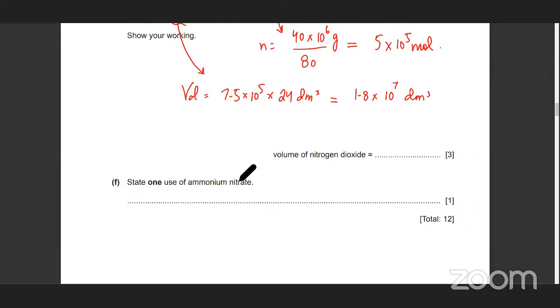As I state one use of ammonium nitrate, where are ammonium salts used? ठीक है, fertilizers, NPK, ठीक है, these salts. Sir, apart from fertilizers, what is ammonium nitrate else used for? मतलब ammonium nitrate की uses apart from fertilizers.